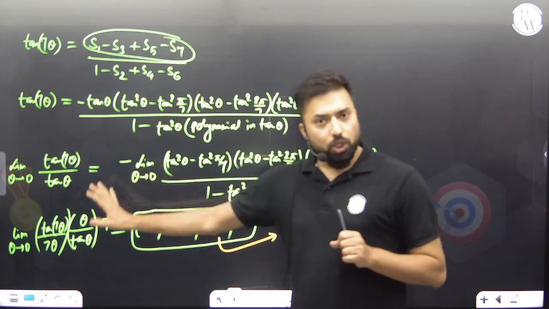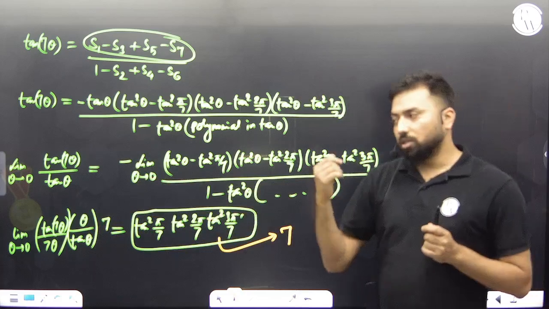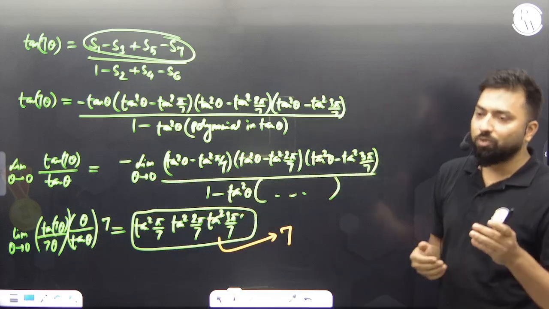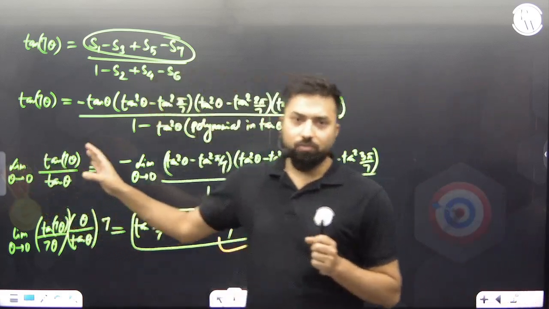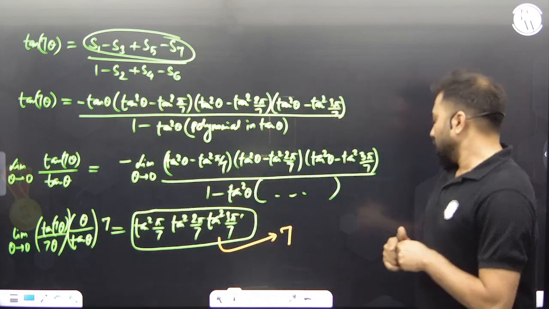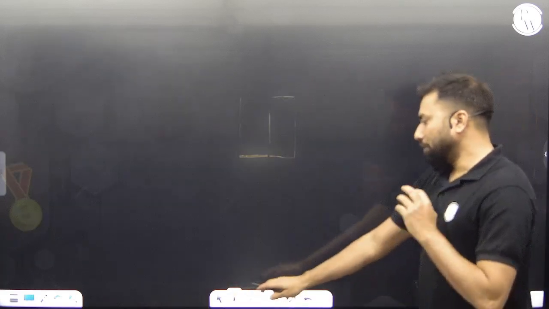So this was method 2 in which we used calculus. Now we'll use method 3, in which we'll use complex numbers in order to find the value of this particular term. Now we'll discuss method 3.